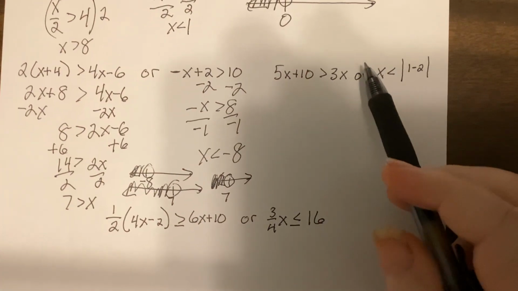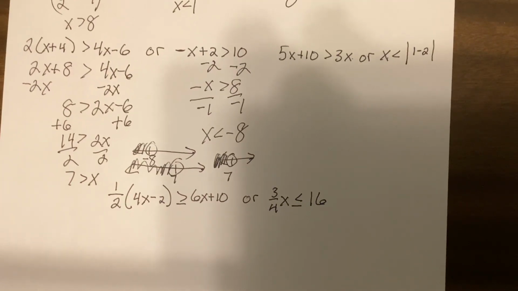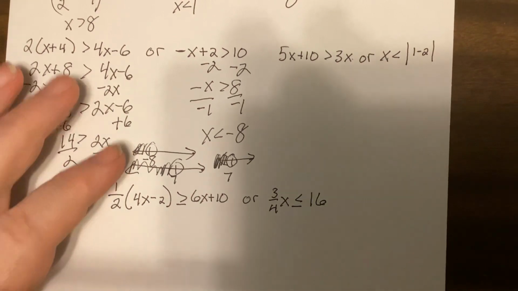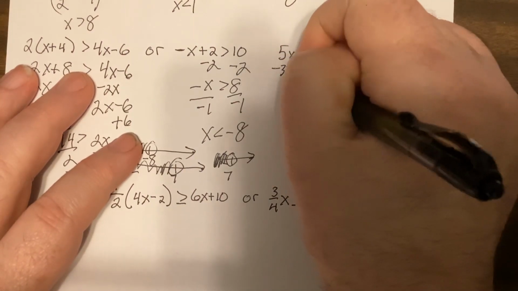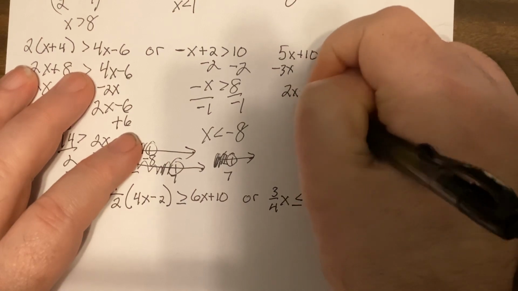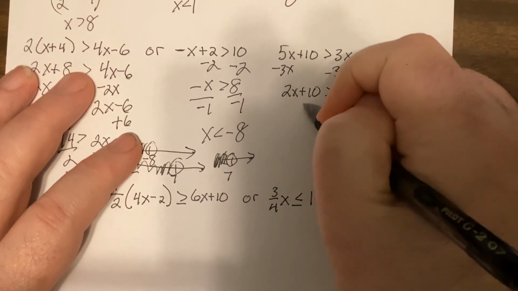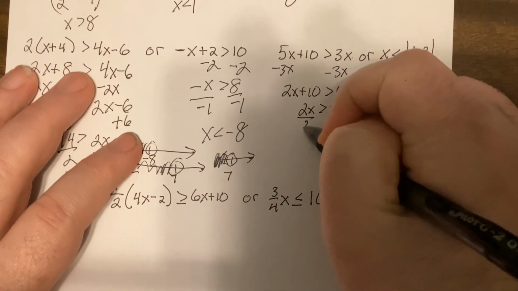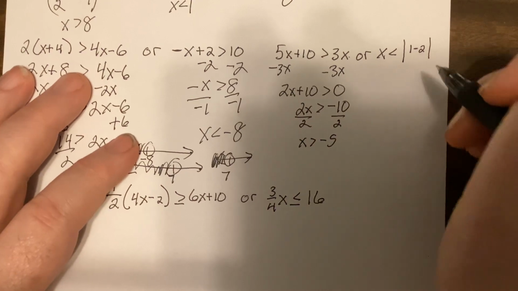So here's 2 problems, this one and this one. Freeze the video, see if you can do those 2 and graph them on a number line, then turn me back on. Okay, so this one I'm going to subtract 3x. So I'd have 2x plus 10 is greater than 0. Subtract 10. 2x is greater than negative 10. Divide by 2. X is greater than negative 5.